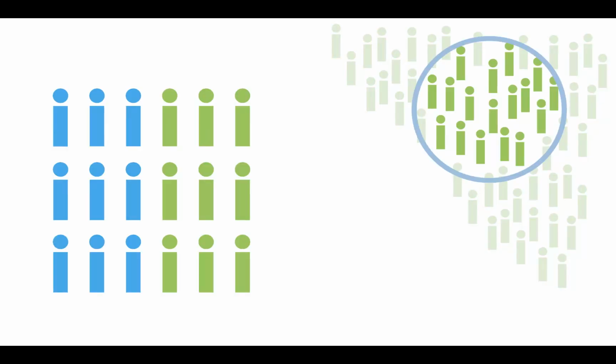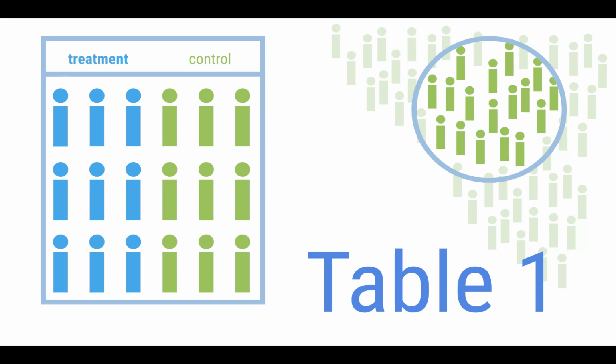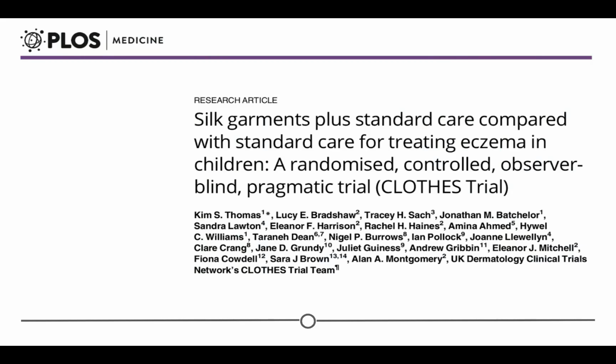So after a target population is selected and a sample is taken, they're allocated to exposure, or treatment, groups, and then those individuals are described via a Table 1. So let's revisit that clothes trial again. Recall that in this trial, we're looking at silk garments plus standard of care compared to standard of care only for treating eczema in children. You can find the full article in PLOS Medicine.